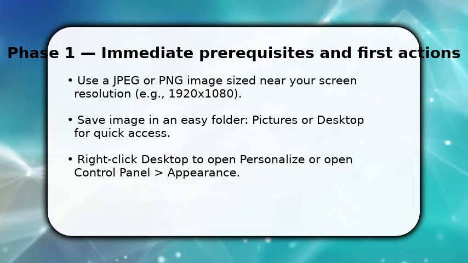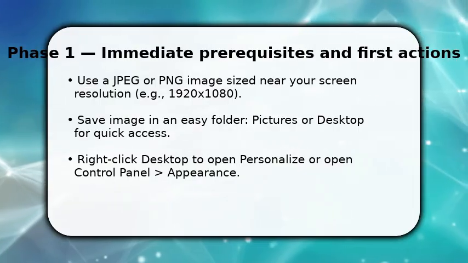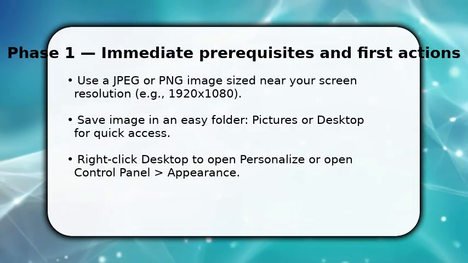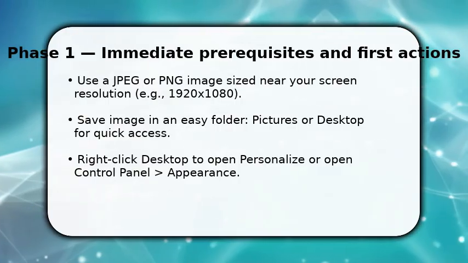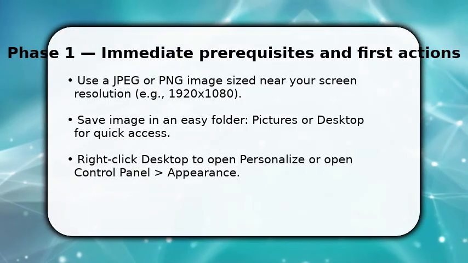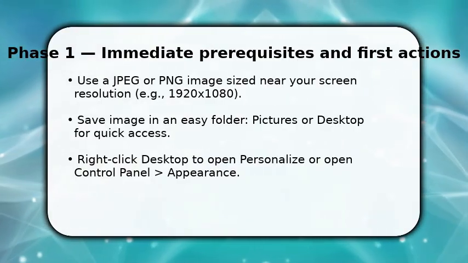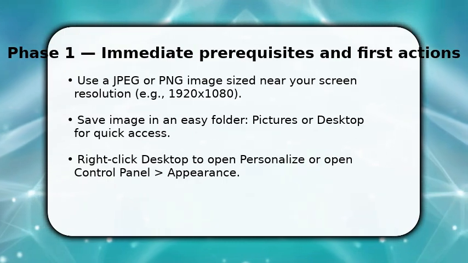Right-click an empty area on the desktop and select Personalize. This opens the classic Windows 8 theme controls. Make sure you have administrator or account access if prompts appear. Take these first steps now so you can move directly into setting the wallpaper without bouncing between folders or apps.